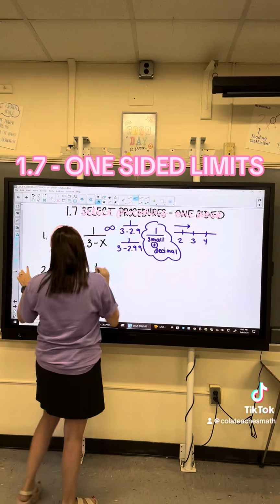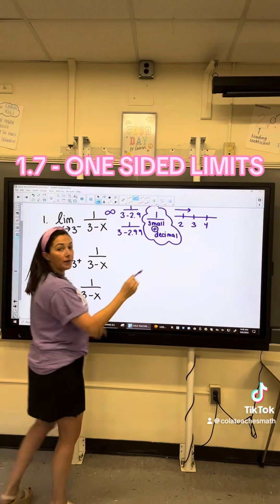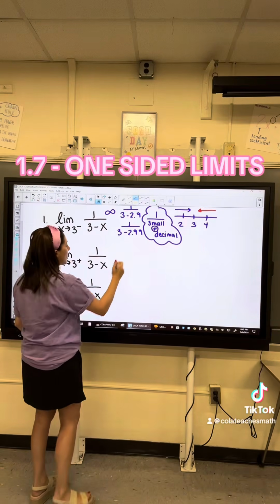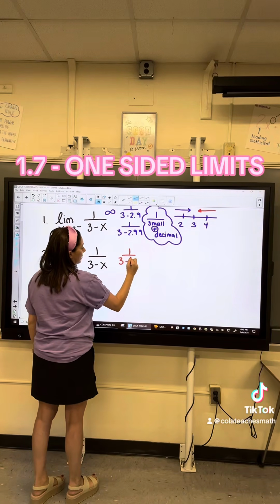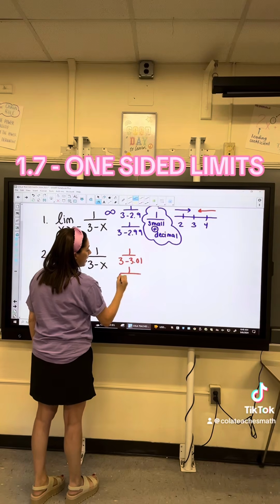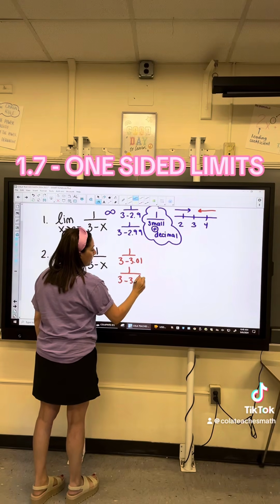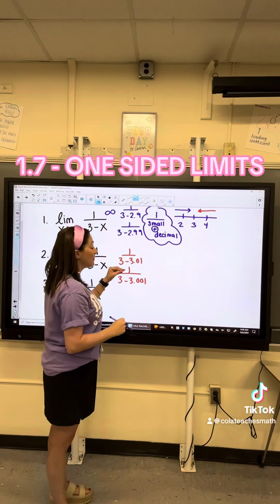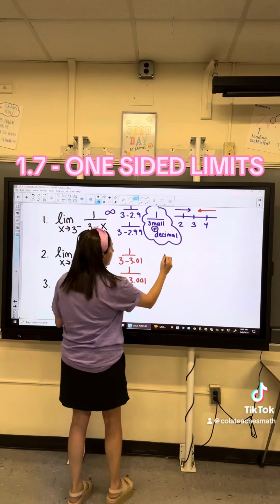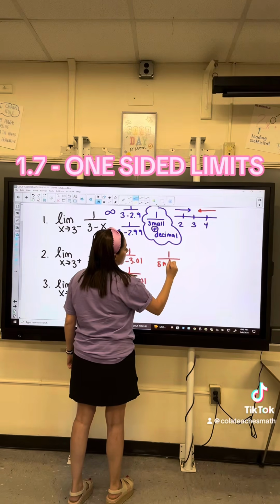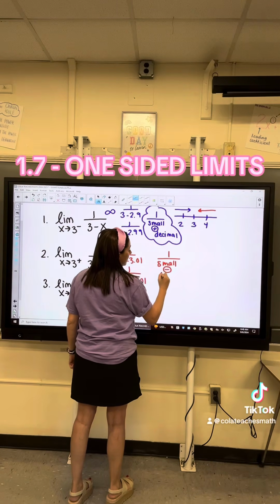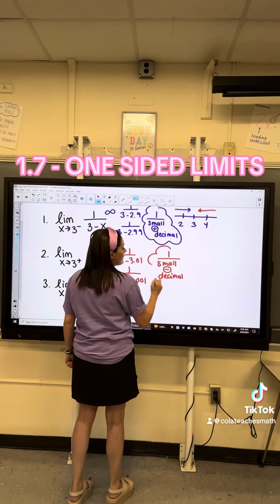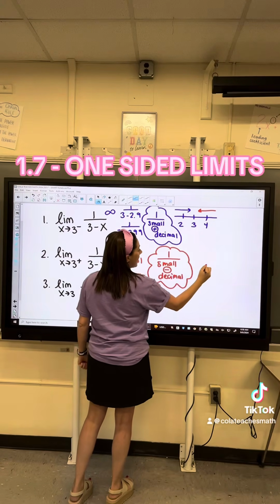Okay, let's do this next one in red. We're approaching 3 from the right. So now let's pick numbers approaching 3 from the right. 3.01, 3.001, and so forth. You can see now that the denominator is going to be a really small negative decimal. So we're going to have 1 over a small negative decimal. When that happens, your limit is going to go to negative infinity.